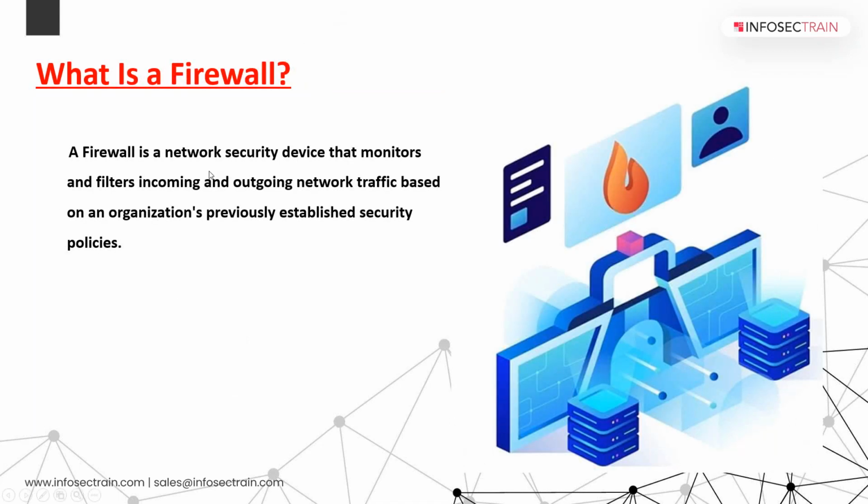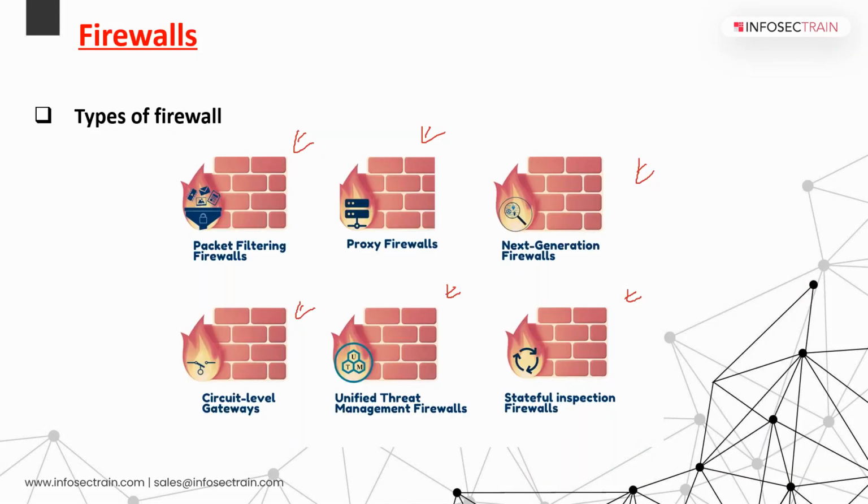Now the next thing we are going to discuss is a firewall. What is a firewall? It's a network security device that monitors and filters all the outgoing and incoming traffic of a network. Inside an organization, we can set up multiple firewalls. It starts with a simple packet filter firewall, so let me give you some introduction to the different firewalls.